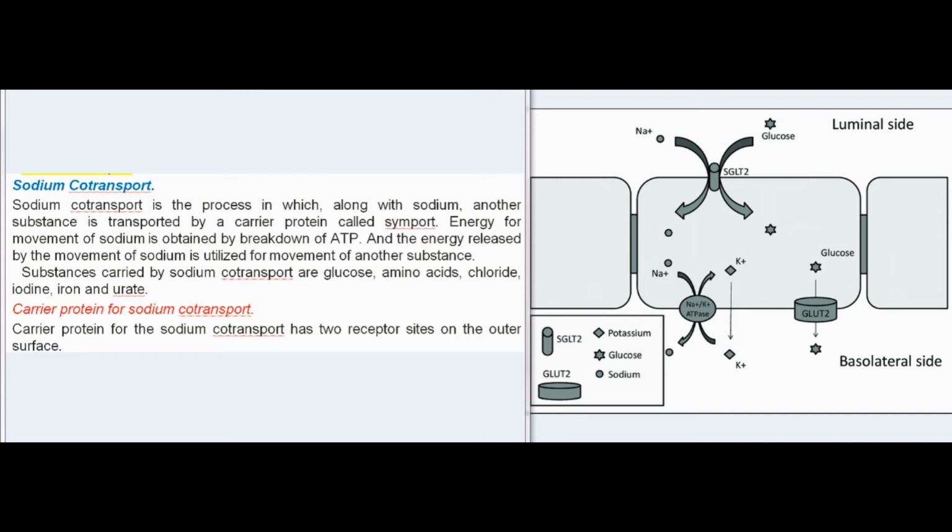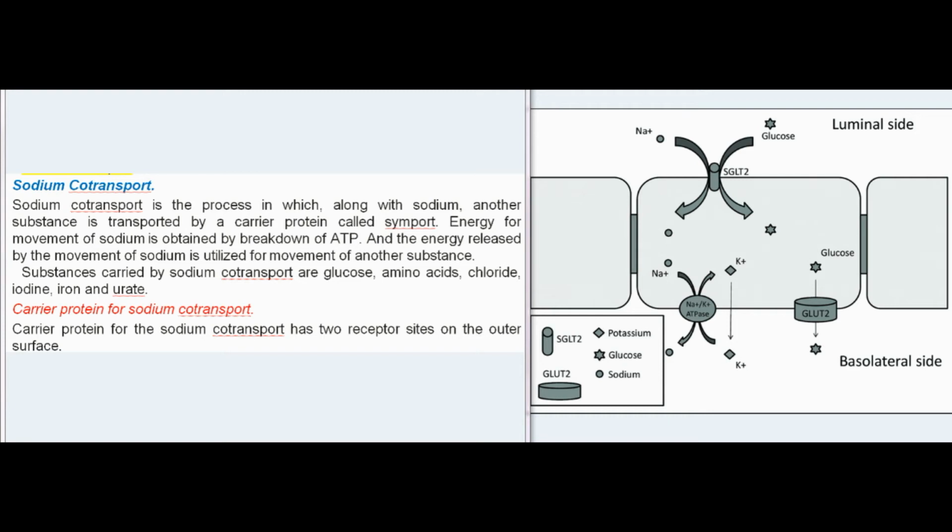Sodium cotransport. Sodium cotransport is the process in which, along with sodium, another substance is transported by a carrier protein called symport. Energy for movement of sodium is obtained by breakdown of ATP, and the energy released by the movement of sodium is utilized for movement of another substance. Substances carried by sodium cotransport are glucose, amino acids, chloride, iodine, iron, and urate.